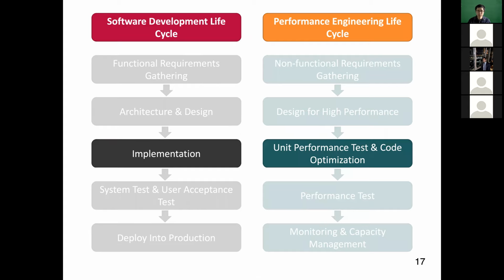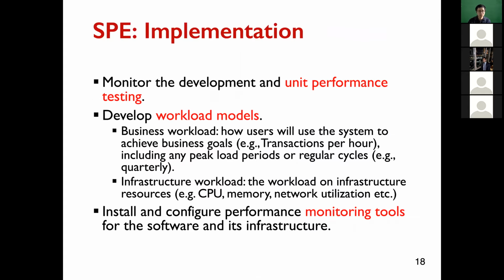We run unit performance tests and code optimization. So during development, we run unit tests, and we also need to run unit performance tests. For example, we need to measure the duration of our function call. That is unit performance testing. And we need to install and configure performance monitoring tools for the software and its infrastructure. During the implementation, for example, we need to instrument some logging statements in the system. This logging may be used to monitor the performance of the system. So here, I just give a high level view of the life cycle of performance engineering.